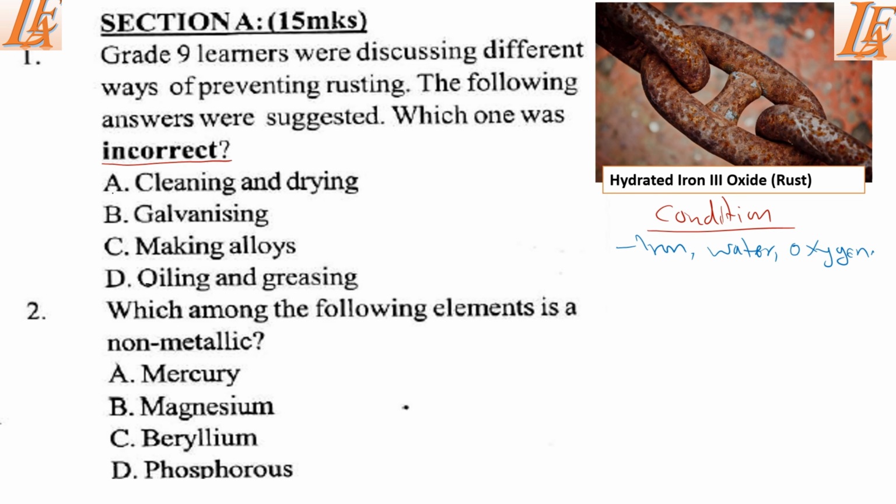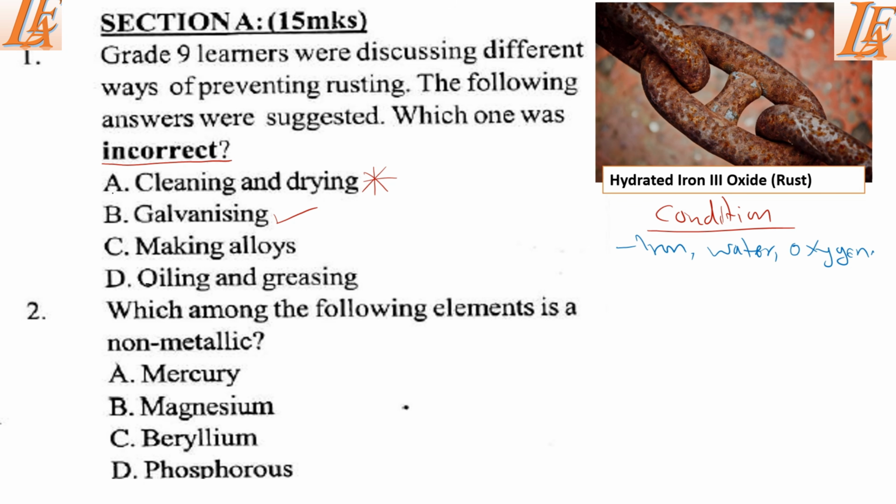The first option is cleaning and drying. Cleaning and drying cannot prevent water and oxygen from getting in contact, so this one cannot prevent rusting. The second option is galvanization. Galvanization is a process in which iron metal or steel is coated with a thin layer of zinc, and this zinc will react with water and oxygen to form a zinc oxide coating that does not rust. So if you include another metal which will prevent iron from rusting, like in galvanization, then galvanization can prevent rusting.